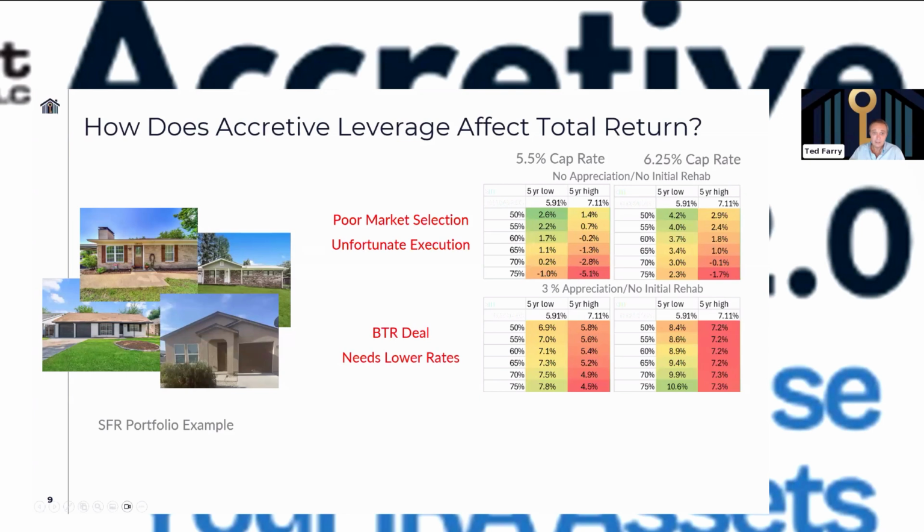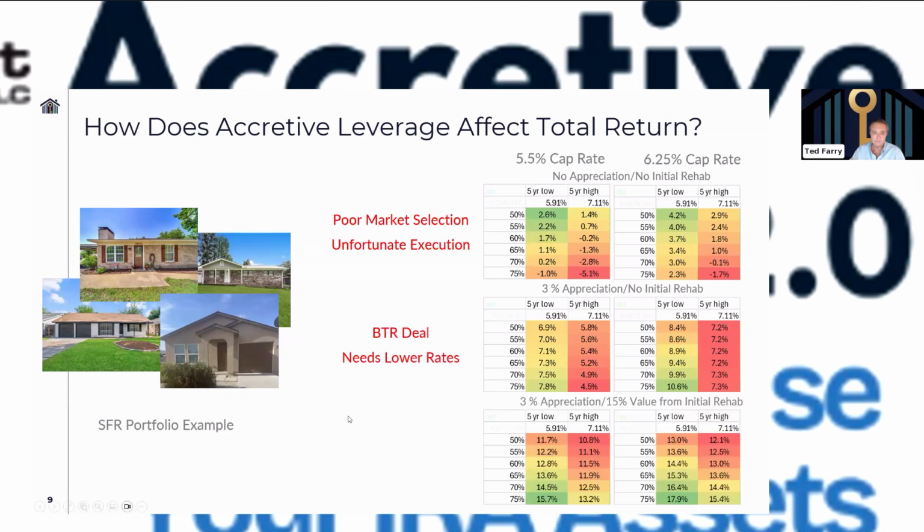This scenario actually could represent a BTR deal structure, build to rent, which is becoming more popular and has become more popular over the last 5 years. No value gain from initial rehab. We win if we pick a good market and are disciplined enough to execute at a high enough cap rate for the deal to work. All in all, though, this strategy may still require lower rates to post high performance given our assumptions.